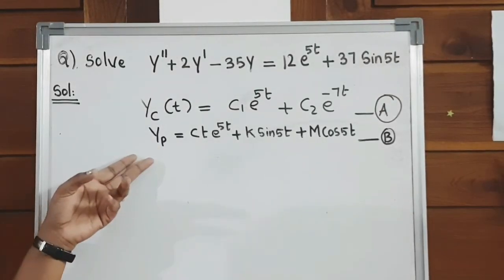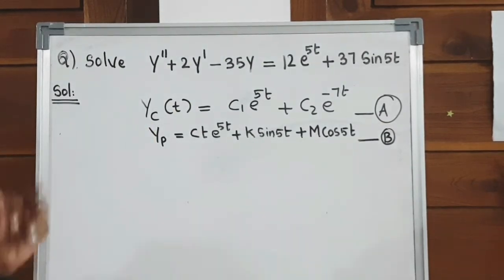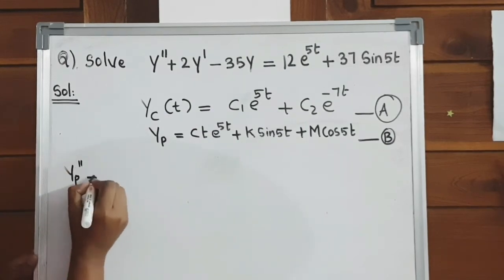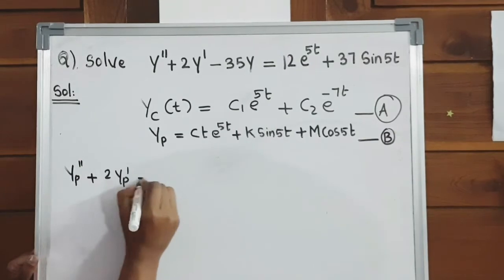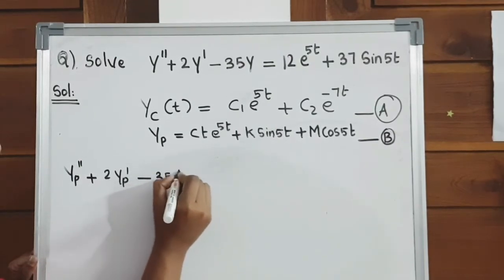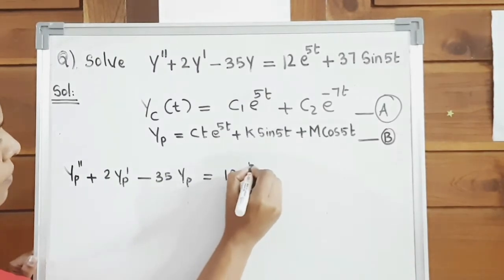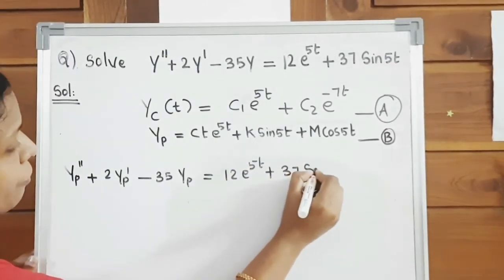Since yp is the solution of the given equation, we write it as yp'' + 2yp' - 35yp = 12e^(5t) + 37 sin 5t.